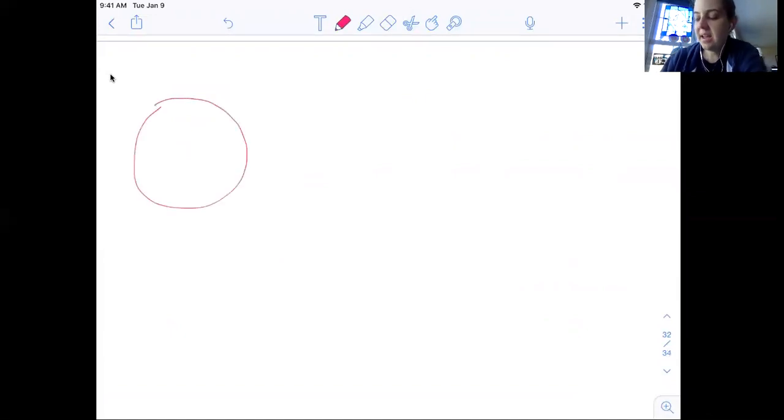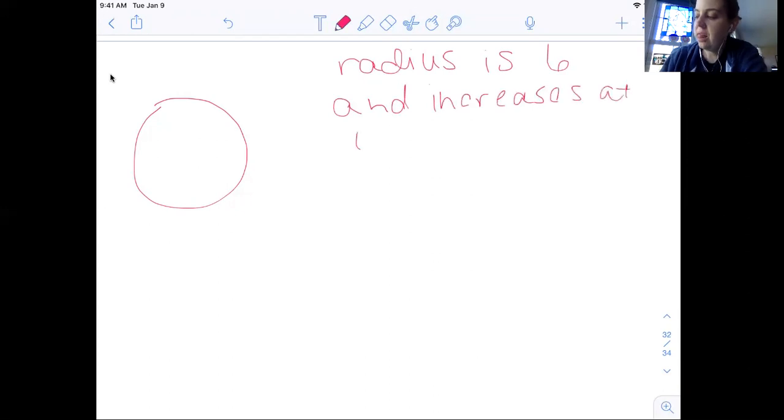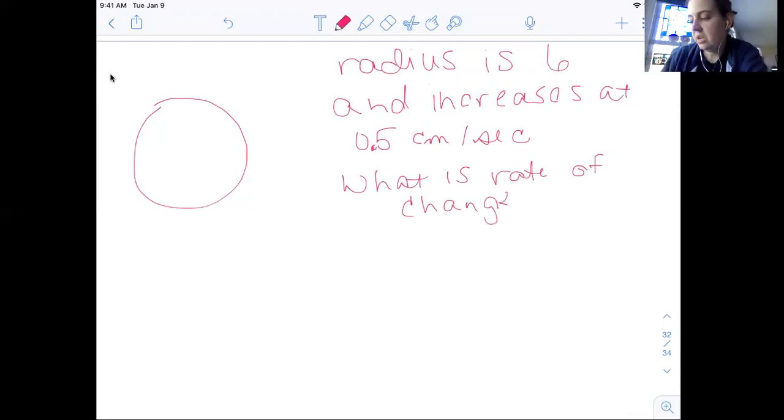Let's say that the radius is 6 and increases at 0.5 centimeters per second. What is the rate of change of the area?